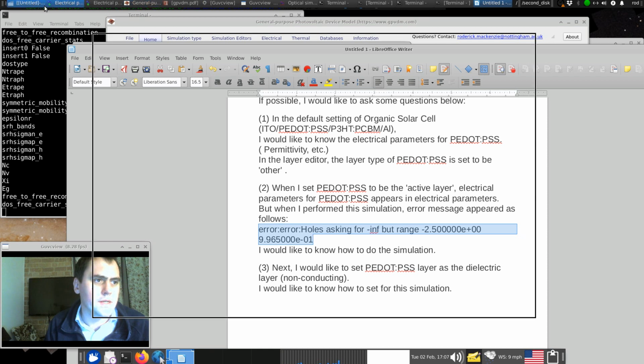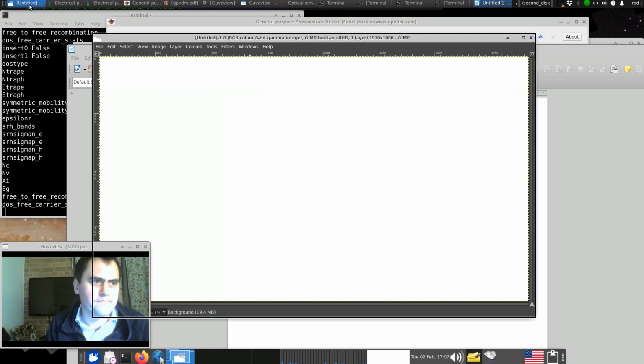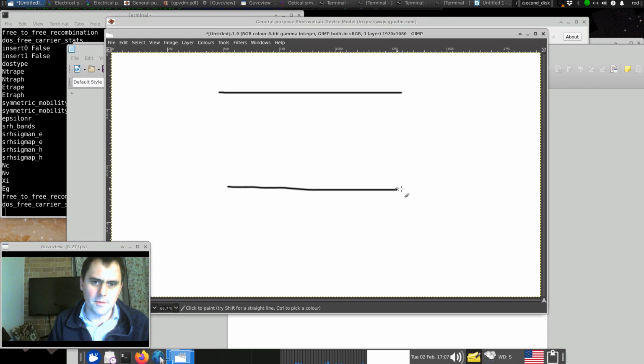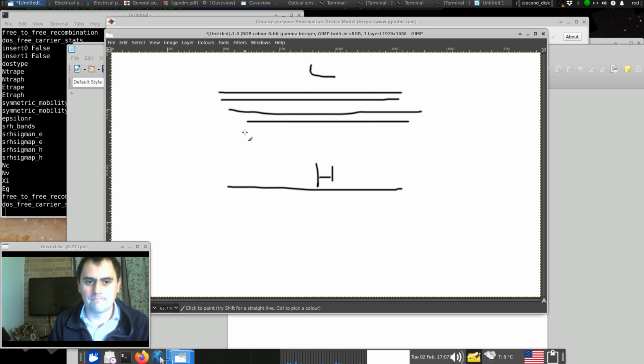I think I'll do that. So I'm now going to explain this error message. In the device, you've got the LUMO and the HOMO, L and H. And in there you've got various trap levels, like this. And in here we can have trapped carriers.